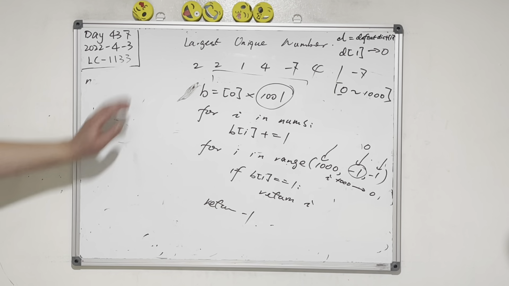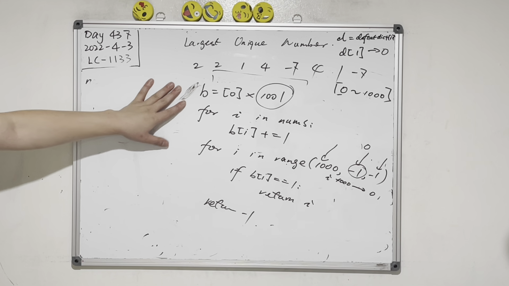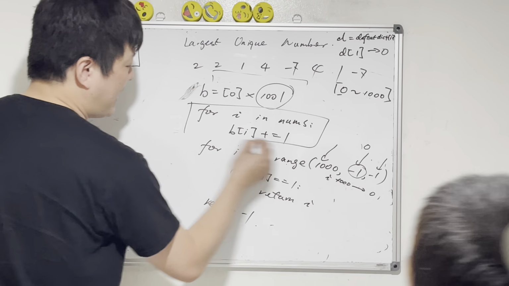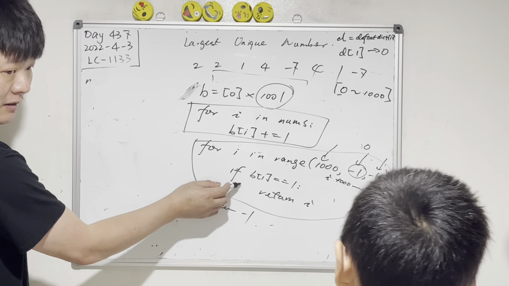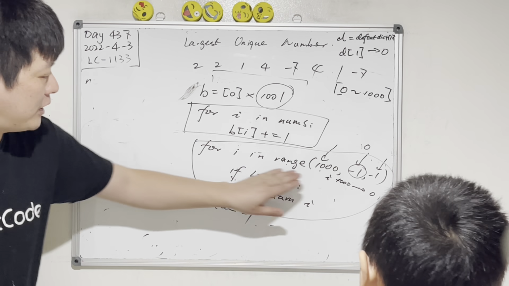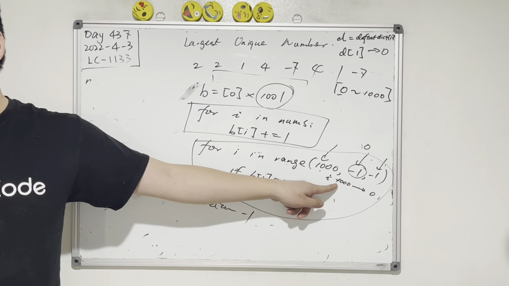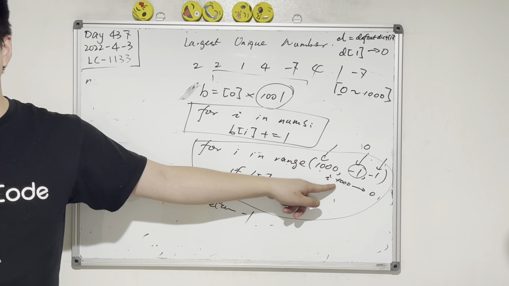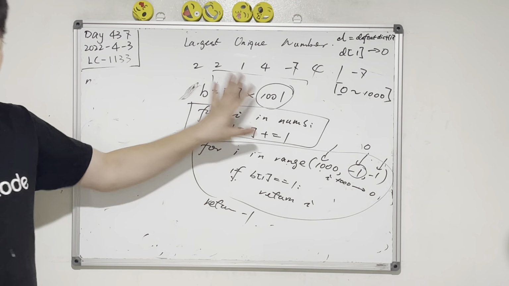Look at this. What's the time complexity? This bit is O(n) with n numbers. But the time complexity for this other bit is O(1). Why is that? Because this for loop is executed 1,001 times at most. So it's fixed, and when it's fixed, it's constant. Okay, that's it for today.